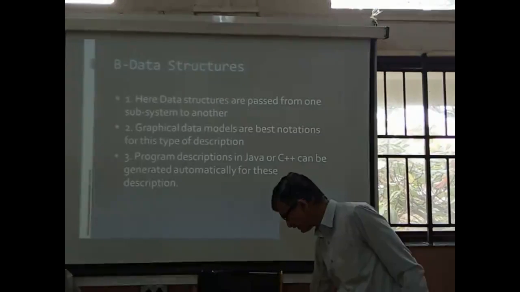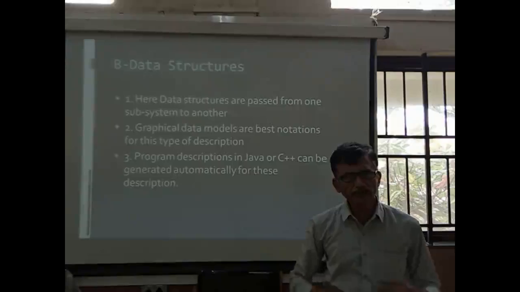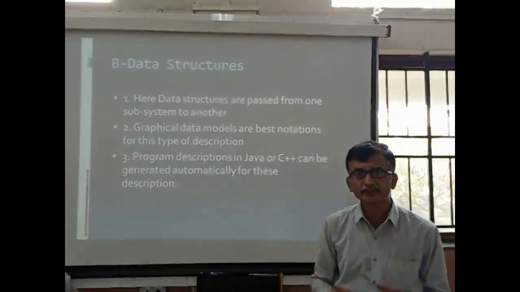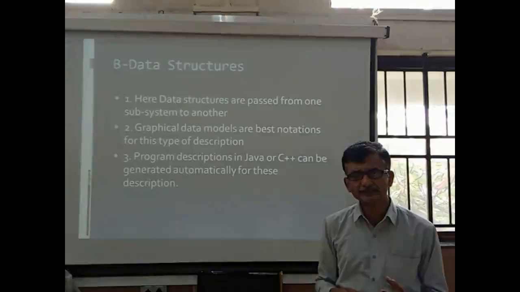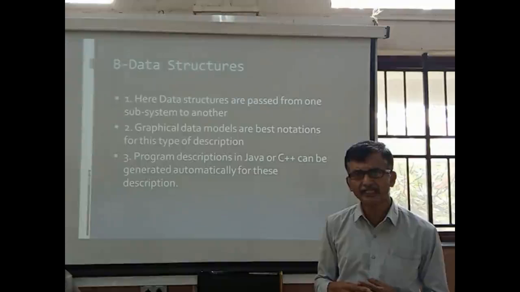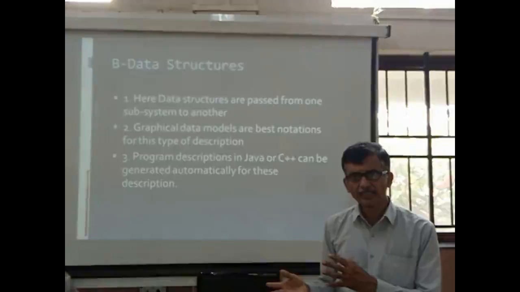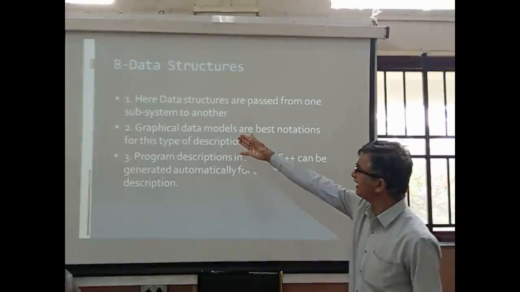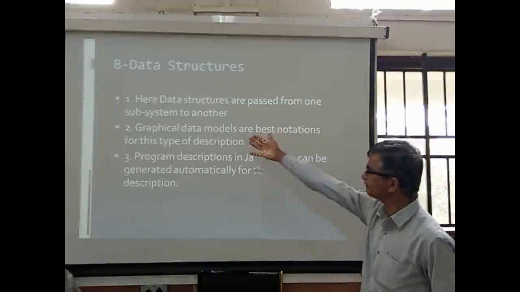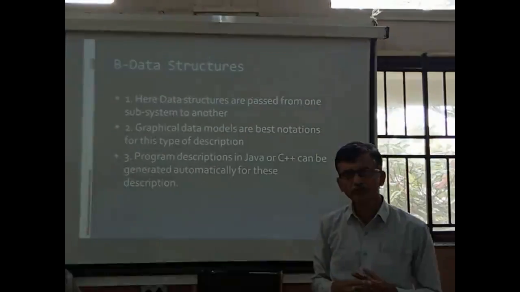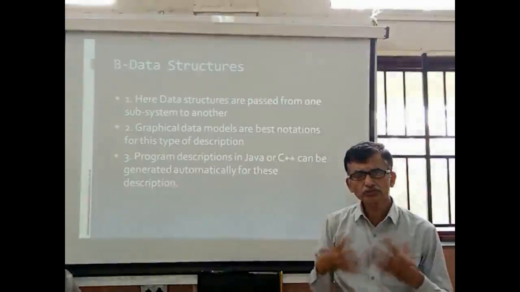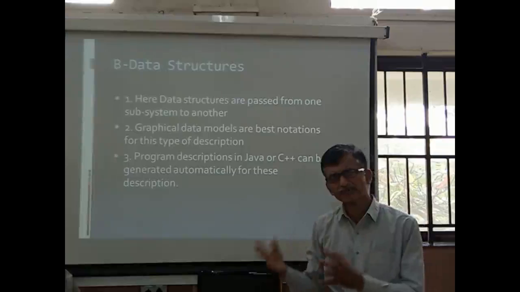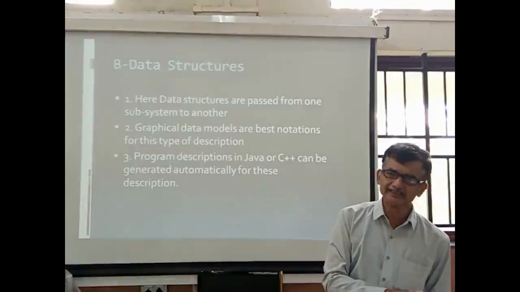Next, we will consider data structures. You have studied data structures. A data structure is nothing but the way the data is stored so that it can be processed and accessed anytime. So there should be exchange of data. This interface is called data structures. Here data structures are passed from one subsystem to another. As you very well know, data structures are used to store data which is complex in nature. So here the data structures are passed from one system to another system.